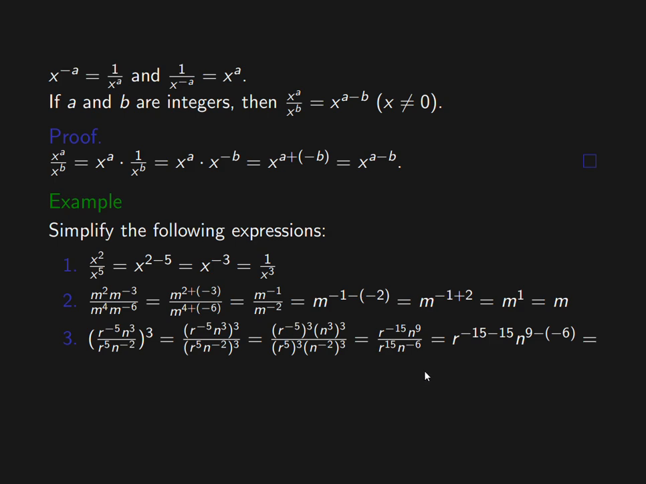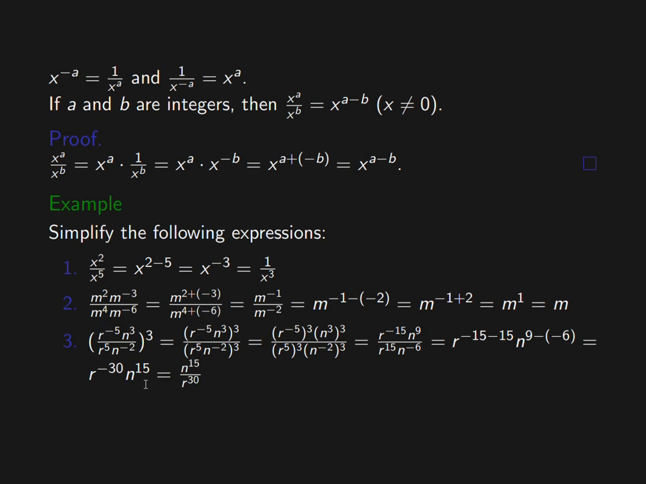Then we can use the rule that if the base is the same, we subtract the exponents. So that is r to the power of minus 15 minus 15 times n to the power of 9 minus minus 6, which gives us r to the power of minus 30 times n to the power of 15. And using the definition of negative exponents, this is equal to n to the power of 15 divided by r to the power of 30.